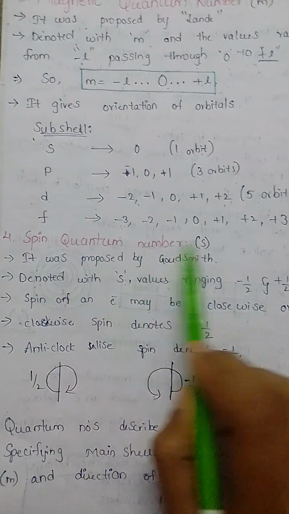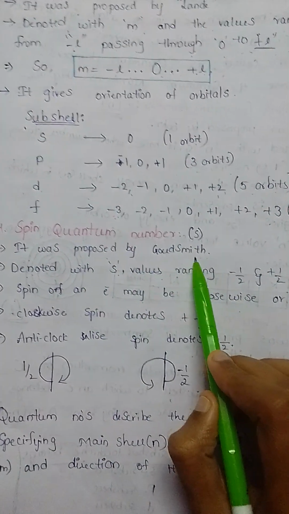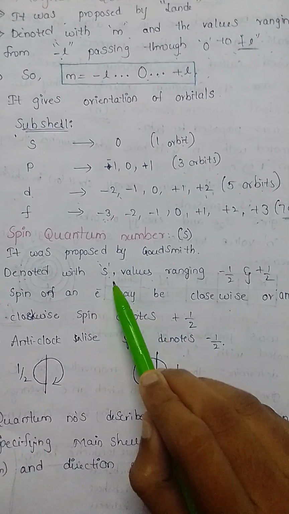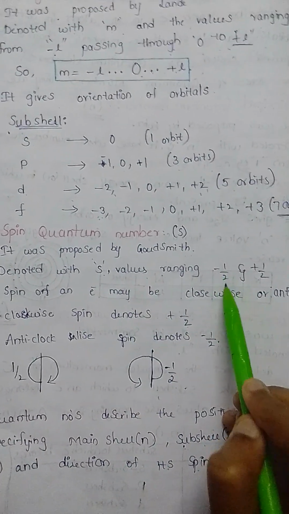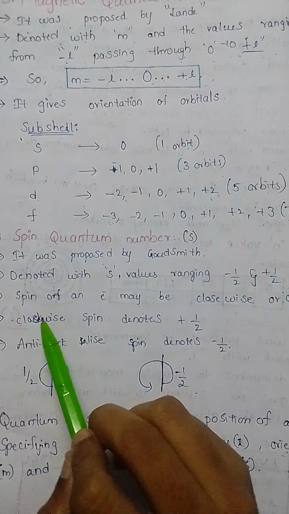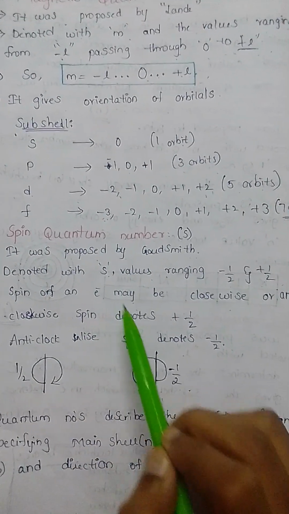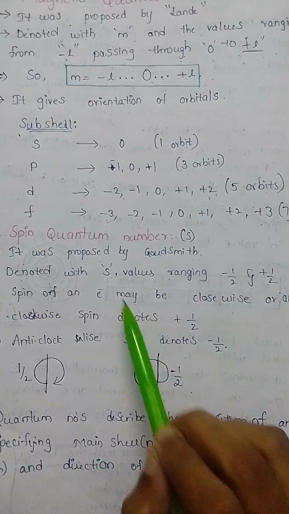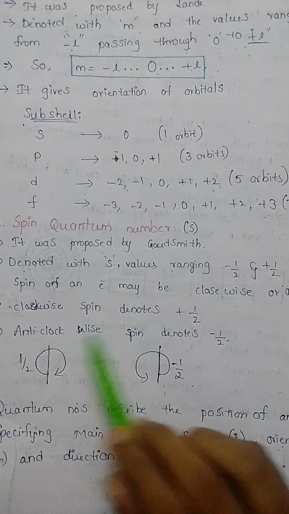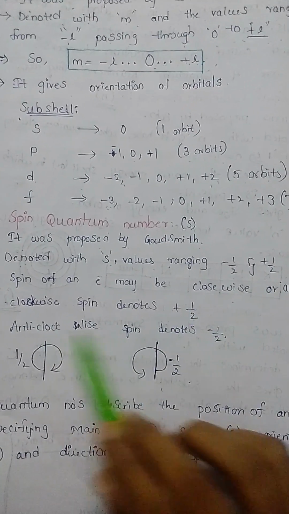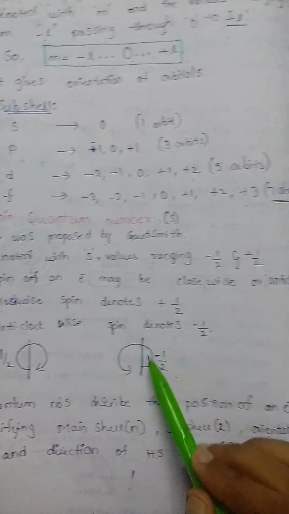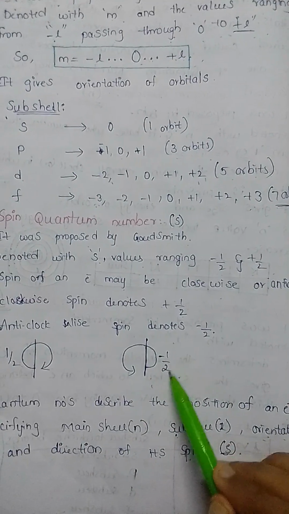And the last one is the spin quantum number. It was proposed by Goudsmit and is represented with the letter s. The values of the spin quantum number are minus half to plus half. The main use of this quantum number is the spinning of an electron. The electron spins on its own axis, either clockwise or anti-clockwise. Clockwise represents plus half, and anti-clockwise represents minus half.